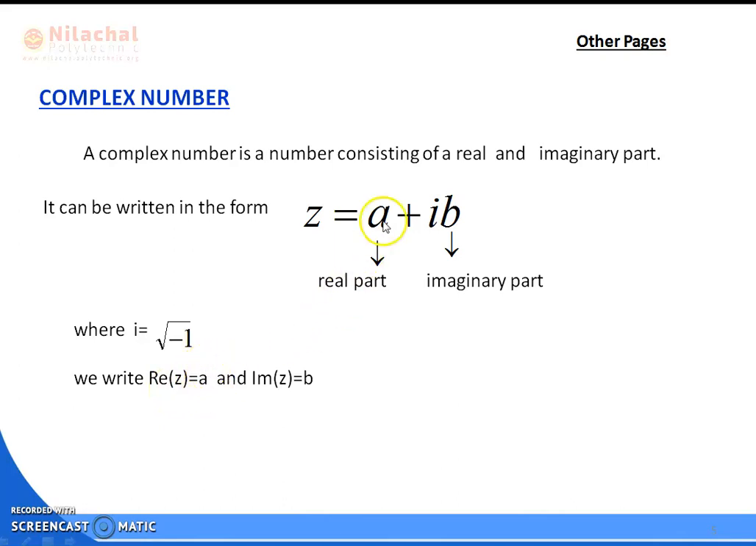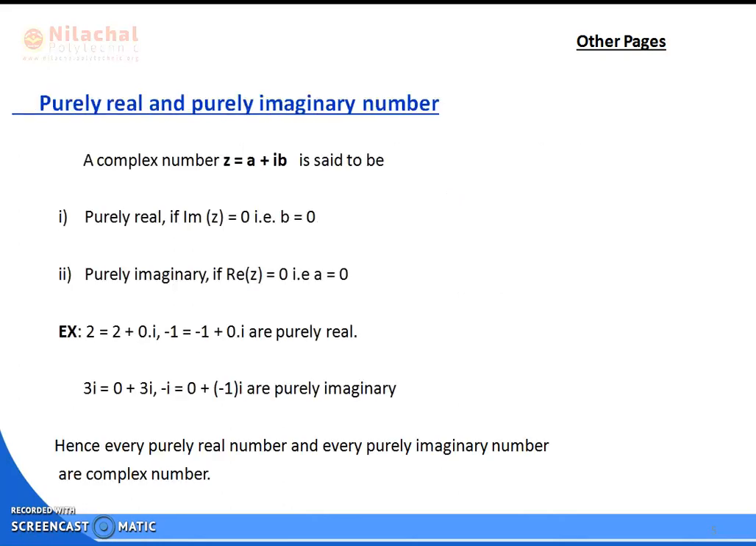That is a. This is the real part. And imaginary z, Im(z), imaginary z means Im(z) equals b. Okay. So this is about your complex number. A complex number will be denoted as Z, and it will be defined as Z equals a plus ib.